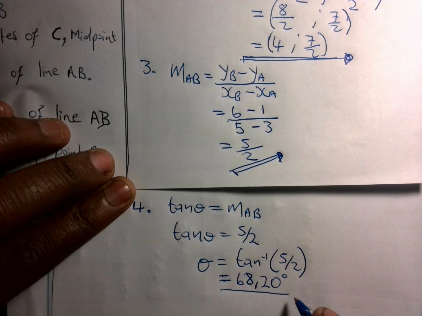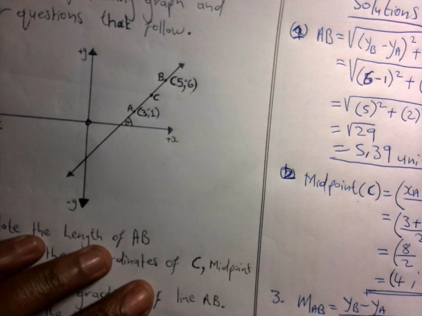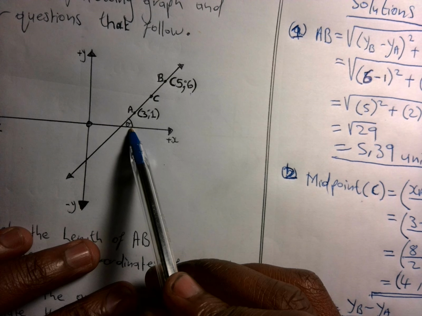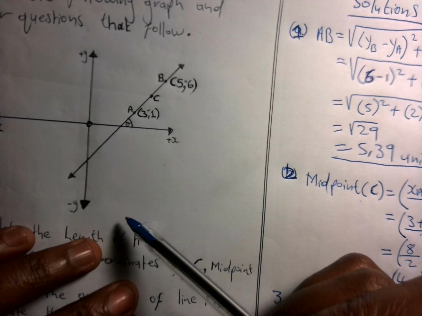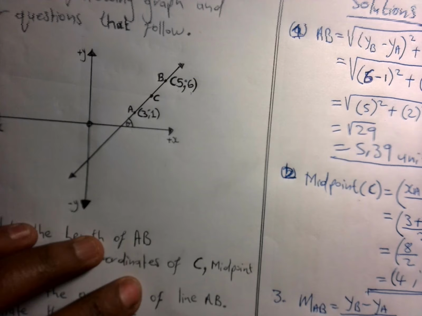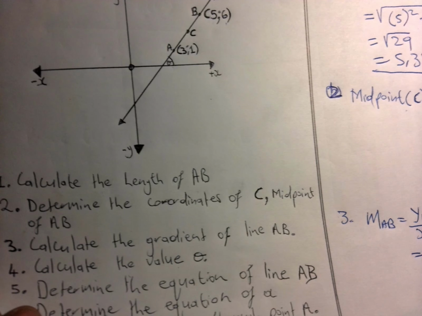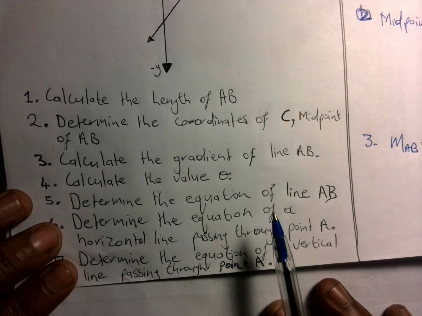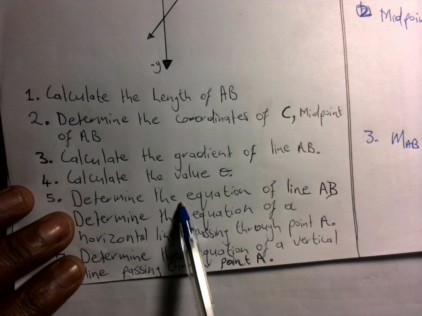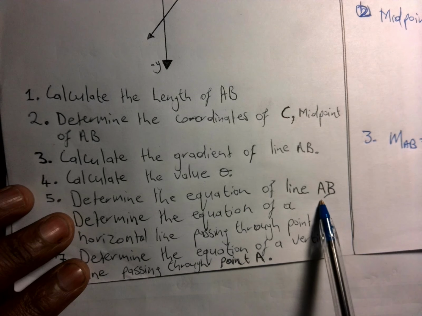This is going to be the value of the angle theta. Because it has a positive gradient, then theta is going to be less than 90 degrees. Now next question, then we have number 5. Determine the equation of the line AB.